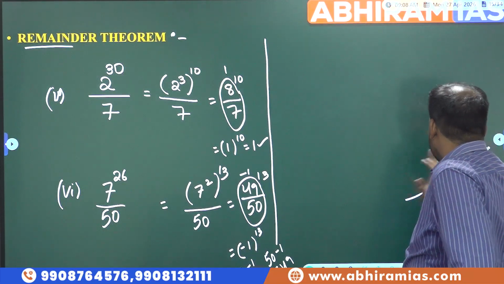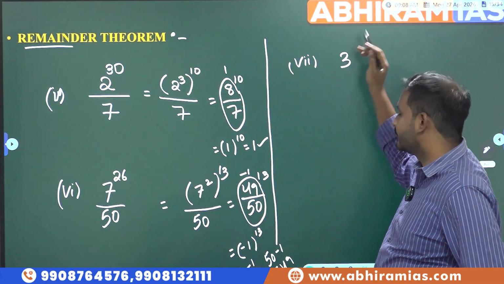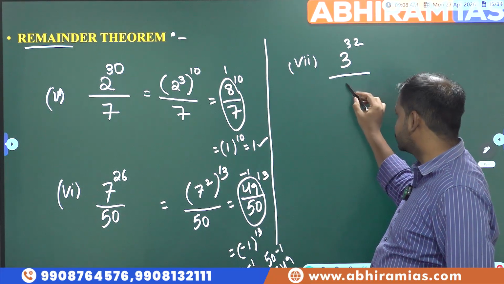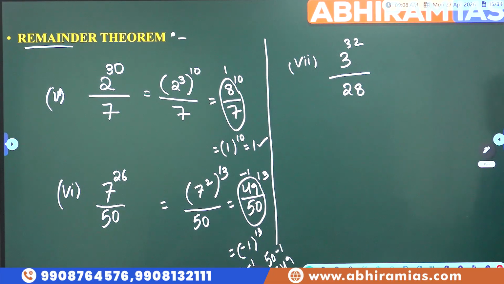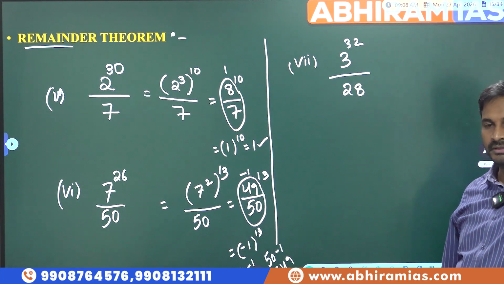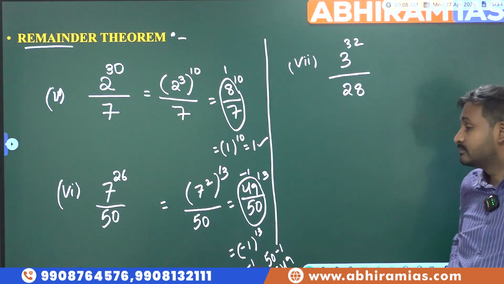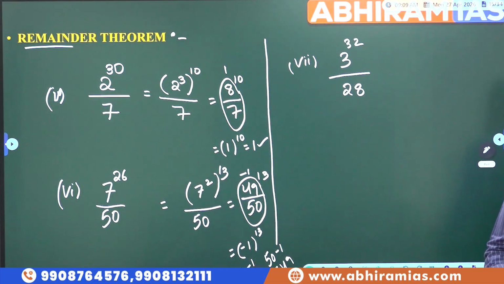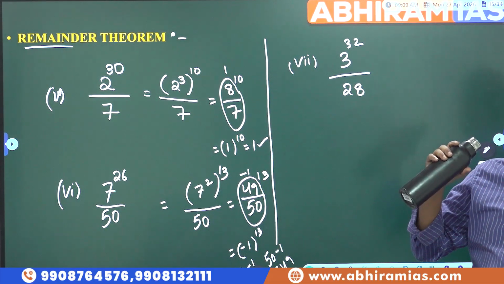ఇంకొకటి రాయండి ఇందులో. 3 power 32/28. 3 powers లో ఏది 28 కి దగ్గరగా ఉంటుందండి? 3 cube is 27.